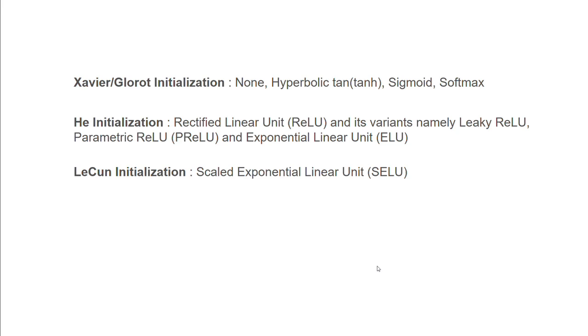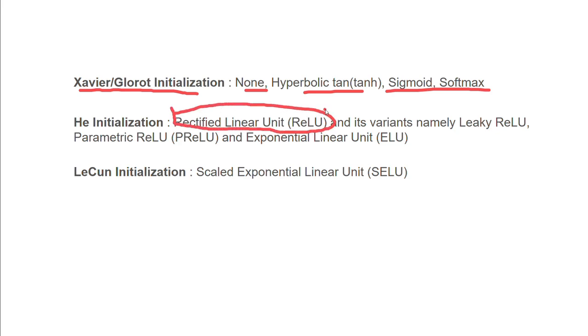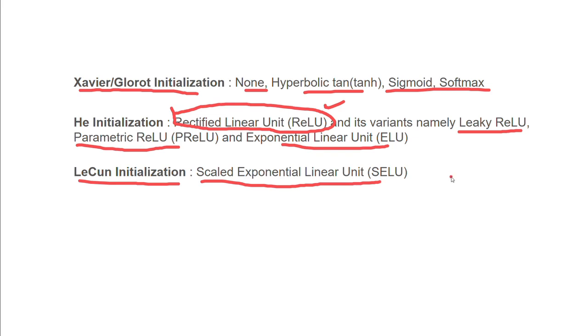Simple summary. Where do we use Xavier and Glorot? We can use them in tanh or hyperbolic tangent, sigmoid, softmax. How about the He initialization? He initialization is used in rectified linear units and its variants. ReLU has many variants, namely leaky ReLU, parametric ReLU, or exponential linear unit. How about LeCun? LeCun is, like we mentioned earlier, used in scaled exponential linear units. Take note of this.